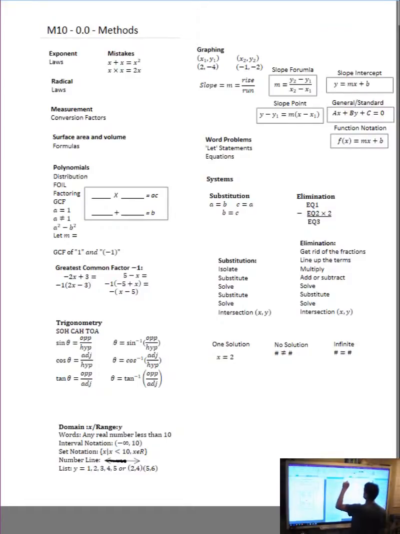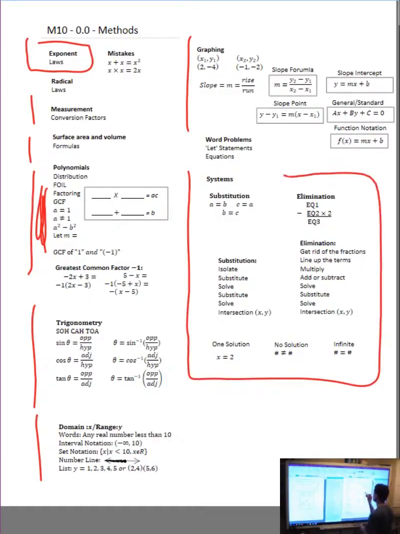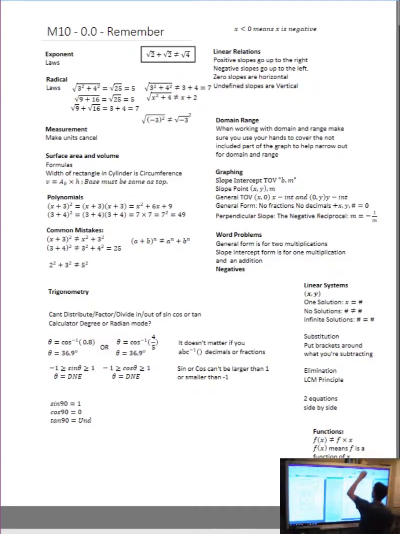Your exponents. You just have to know your exponent laws. Just have to. Measurement, surface area, volume, factoring. All of your factoring types. Greatest common factor, a equals 1. Trinomials, a is not equal to 1. Differences of squares. Just so much trigonometry, domain and range. Graphing in all the forms. Slope point, general, y equals mx plus b. A lot of substitution and elimination of word problems. Setting up two equations and putting one into the other. So some remembers from grade 10.